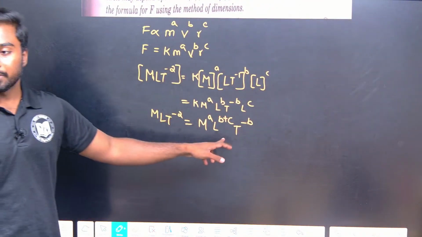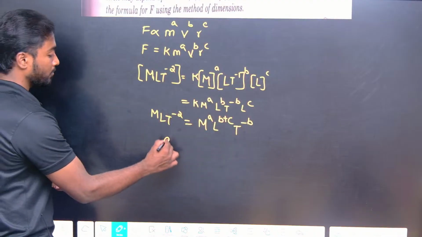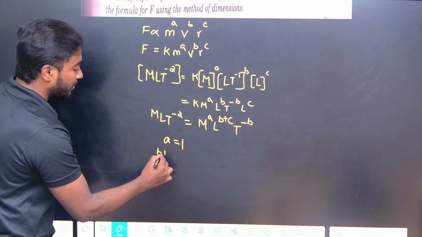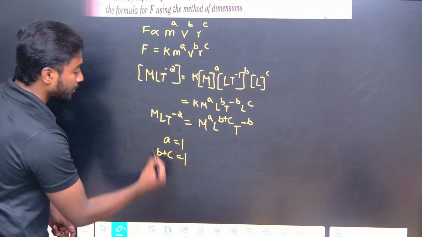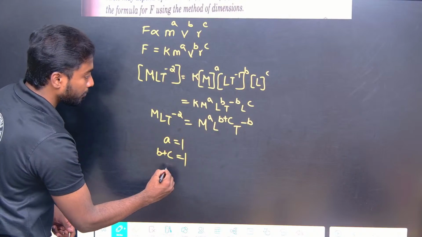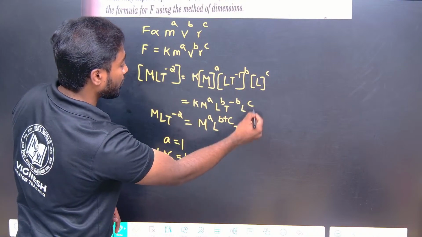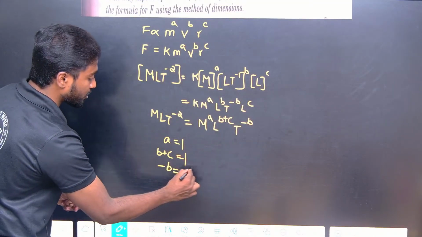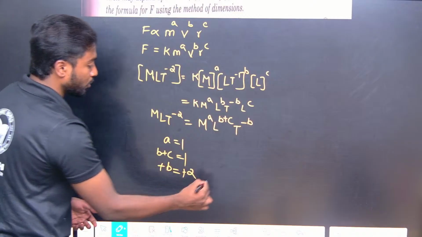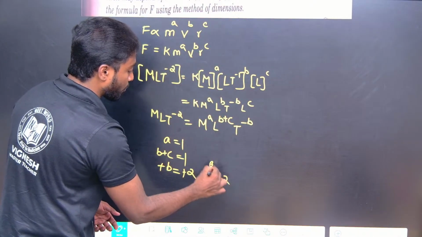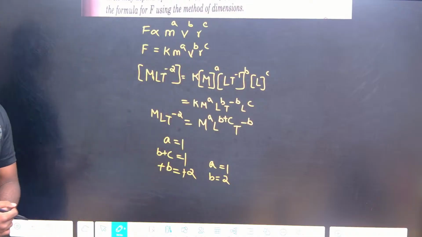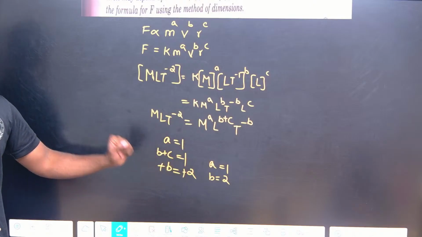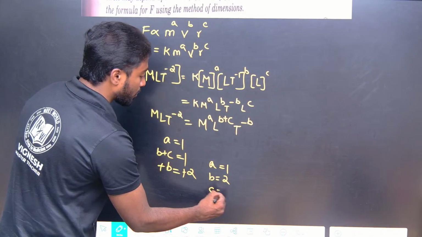Now equate the powers. A equals 1. Then B plus C equals 1, and for T, minus B equals minus 2, so B equals 2 and A equals 1. What about C? 2 plus C equals 1, so C equals minus 1.